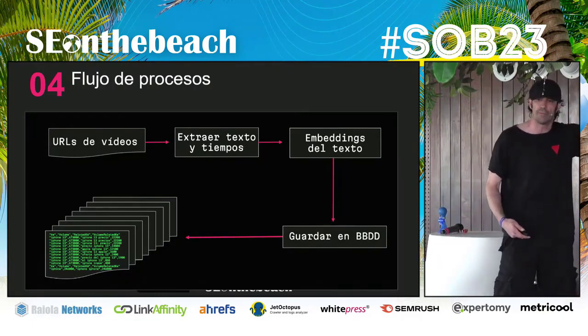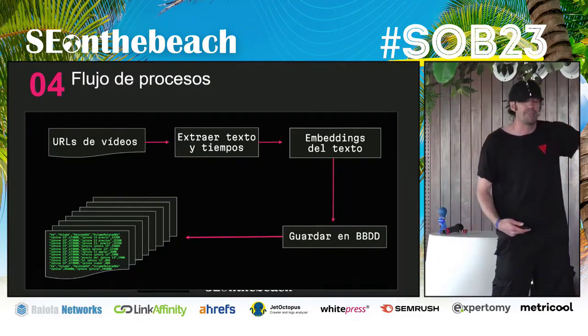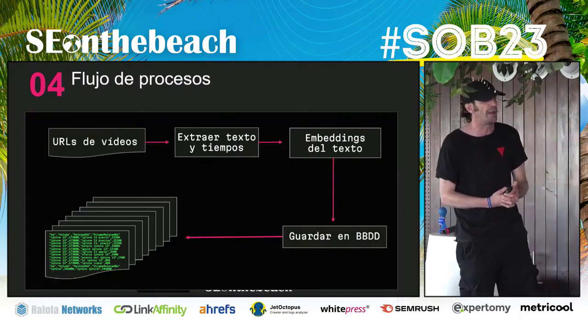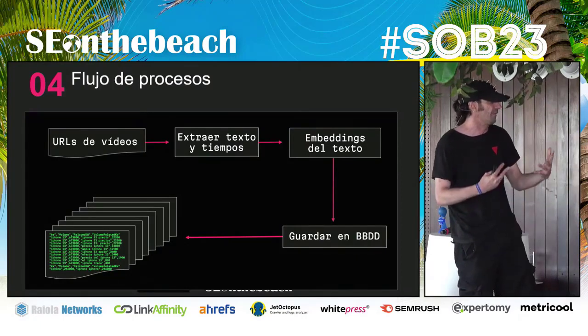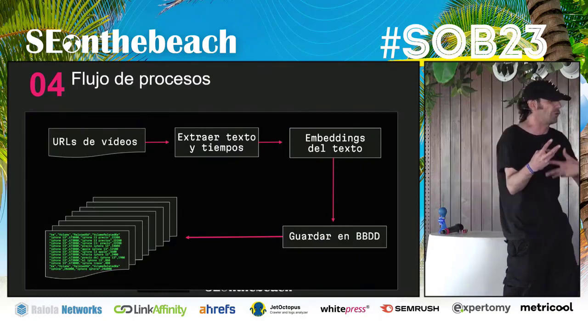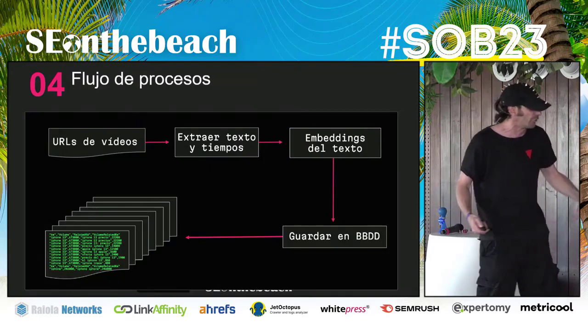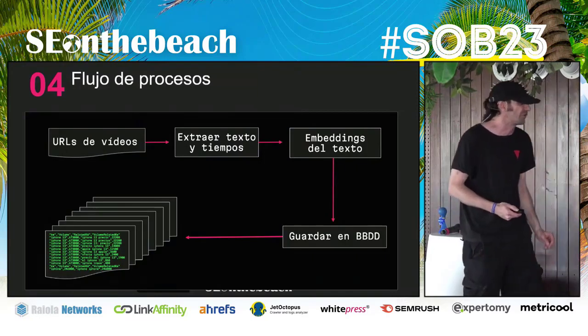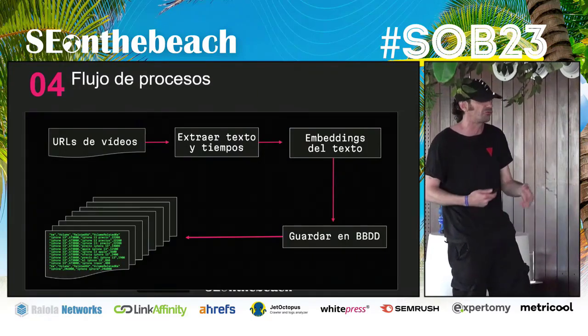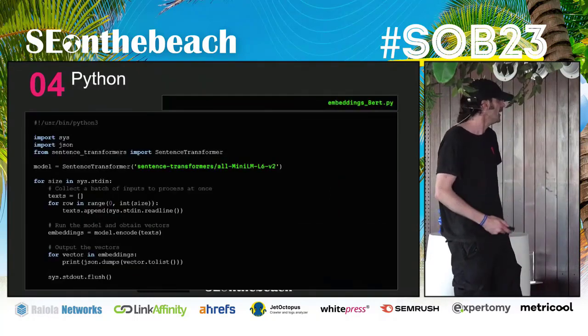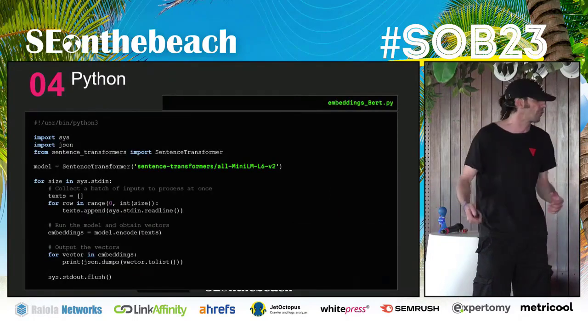So the flow of processes. If we have first the URLs of videos, we extract the text and the time codes. Then we do embeddings of the text, and we save them all in the database. We also need to use semantic searches in some cases.